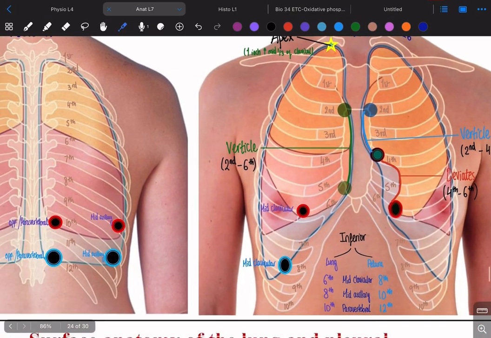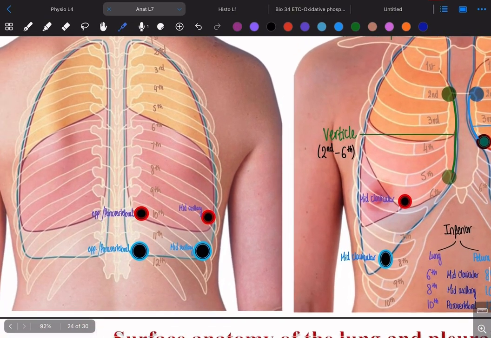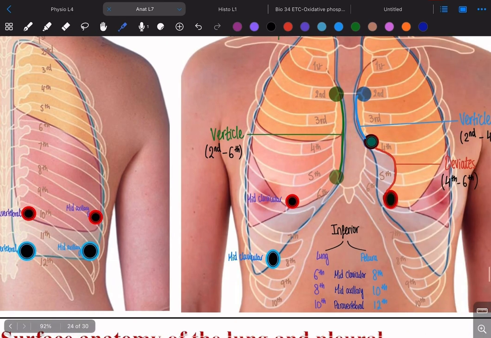Okay? Same thing for the mid-axillary. Here we said this is the mid-axillary for the lungs. It's going to be the 8th. As for the pleura, it's going to be the 10th. So they're both in the mid-axillary, but this is for the lungs and this is for the pleura. So the red one is for the lungs and the blue one is for the pleura. And the last one here is the paravertebral, or opposite to the vertebra. We said for the lungs it's going to be the 10th, and for the pleura it's going to be the 12th. Okay? So you have to differentiate between the inferior for the lung and the inferior for the pleura.